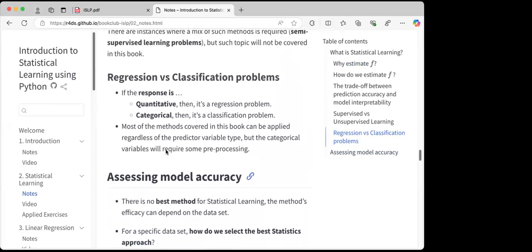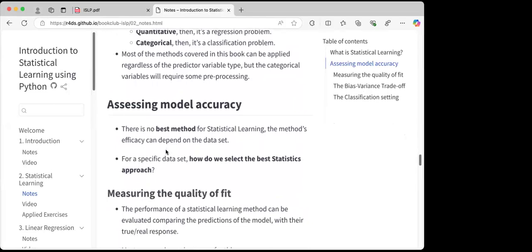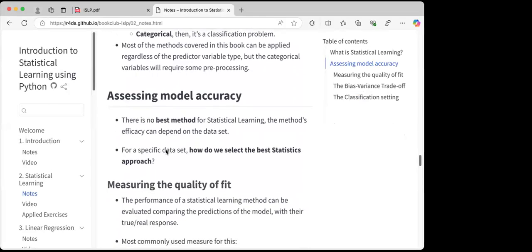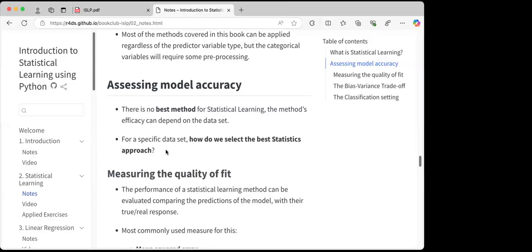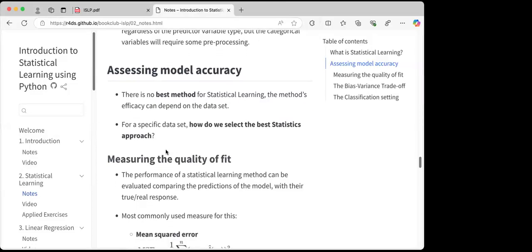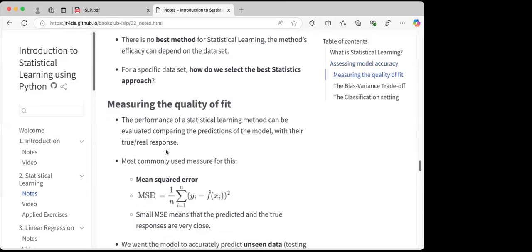So now we go to the interesting part, which is to see how reliable our predictions, or the model, are. There is no best method for statistical learning. The method's efficacy can depend on the data set. Basically, one method might work well with a given data set and might not work very well with another data set. So there is no model that works regardless. It has to be conditional on the data set we have. So for a specific data set, how do we select the best statistical learning approach?